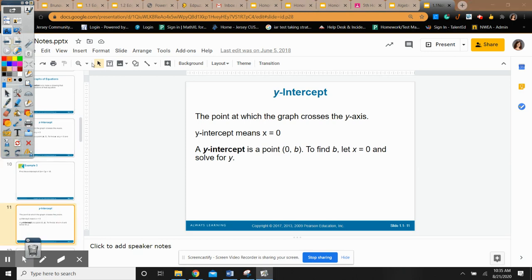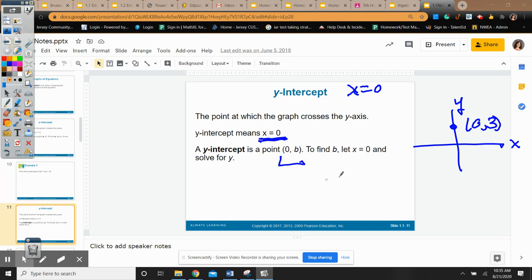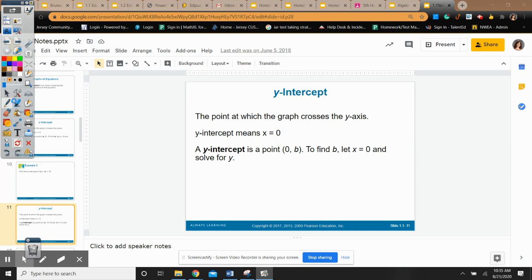Y-intercept then means x equals 0 because it will be sitting on the y-axis. And if it's sitting on the y-axis, you would not go left or right at all. You would just go up or down in the y direction. So a y-intercept means x equals 0. And their example is 0, b because you could go up or down depending if b is negative or positive.